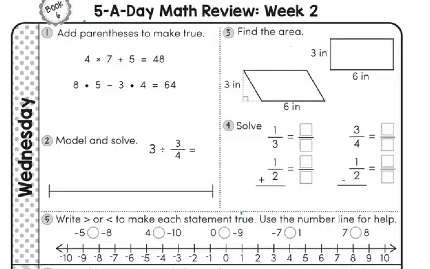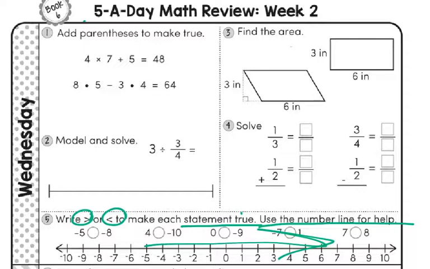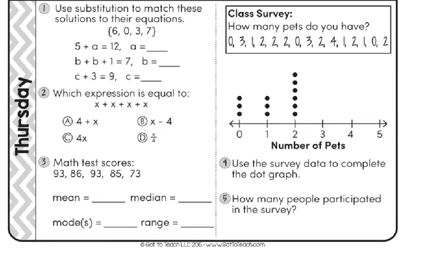Down at question number 5, write greater than or less than to make each statement true. Use the number line for help. So plot these numbers on your number line, and then remember, farther to the right means that it is a bigger number. Let's go on to the bottom half, the Thursday problems.